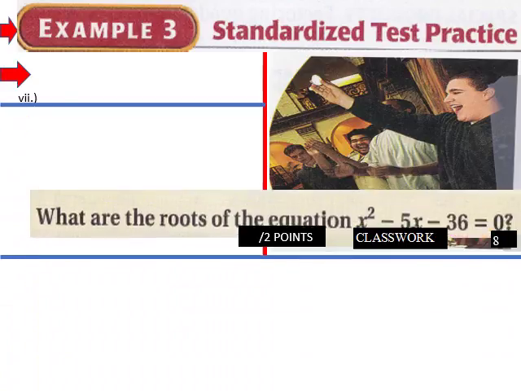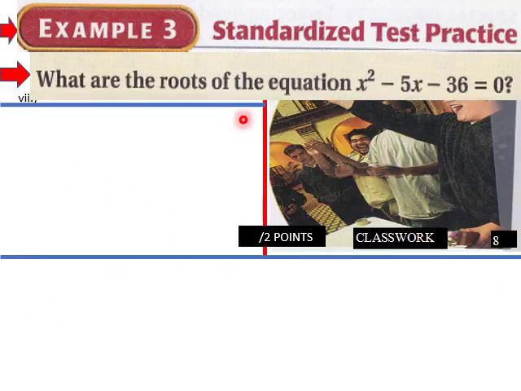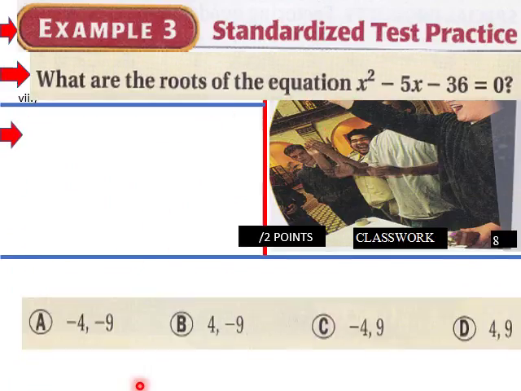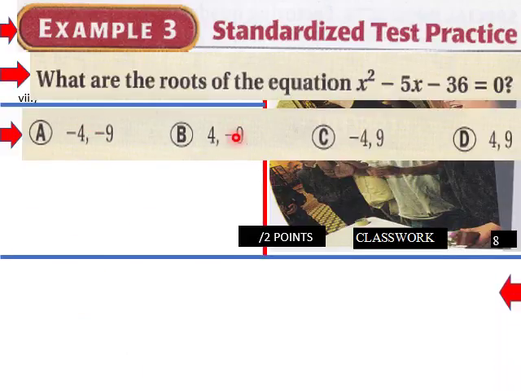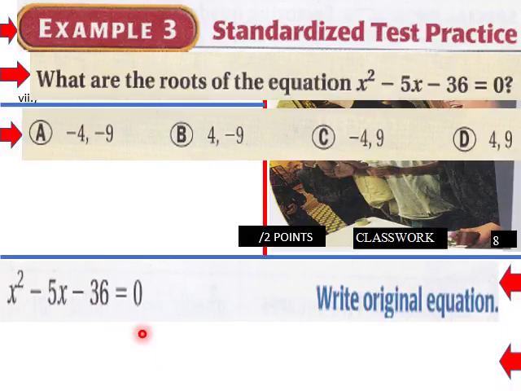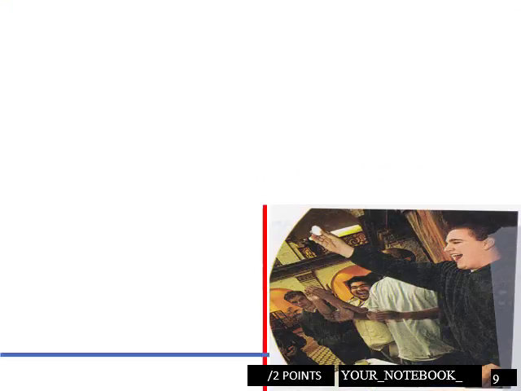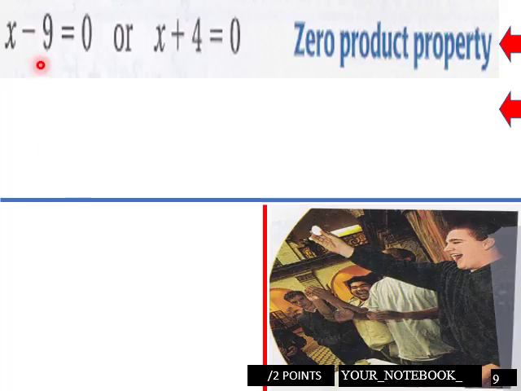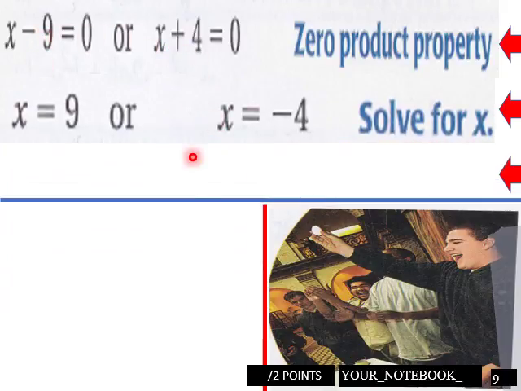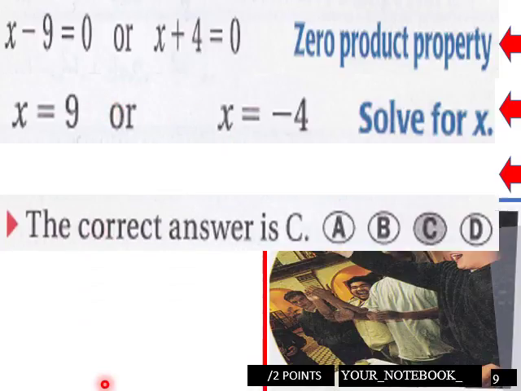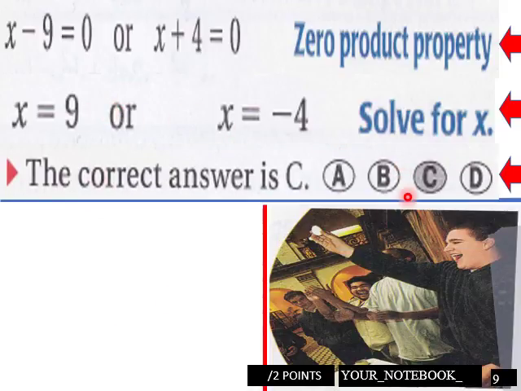So let's try this out. What are the roots of the equation x squared minus 5x minus 36 equals 0? We have multiple choice here. First, let's factor it so we can find out what our roots are. It factors as x minus 9, x plus 4. So x minus 9 equals 0 or x plus 4 equals 0. In this case, x would equal 9 or x would equal negative 4. So the answer would be C for the multiple choice.